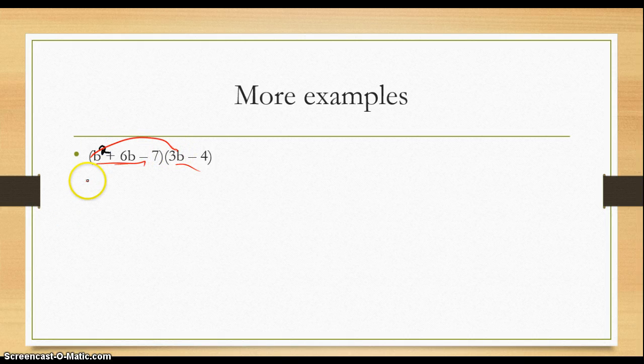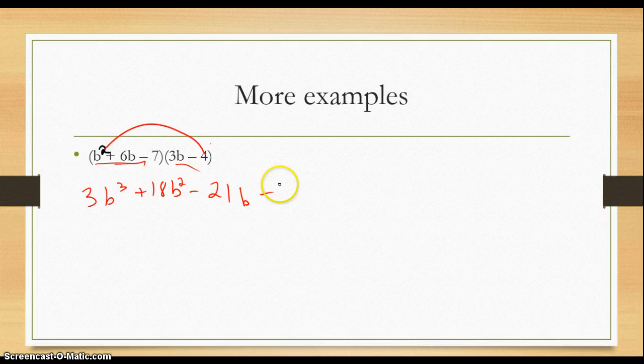We got 3b to the third plus 18b, oh, I'm sorry, this is 18b squared minus 21b. Okay, so it's almost like you want to erase this. Take the -4 now: minus 4b squared minus 24b, sorry, plus 28. Now this is the key part.